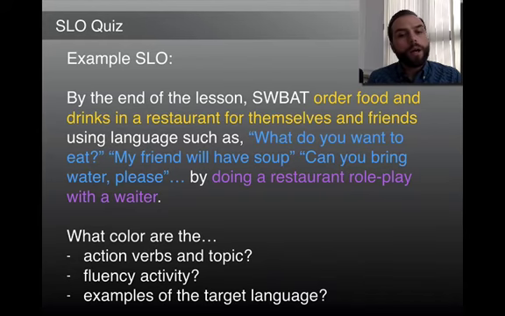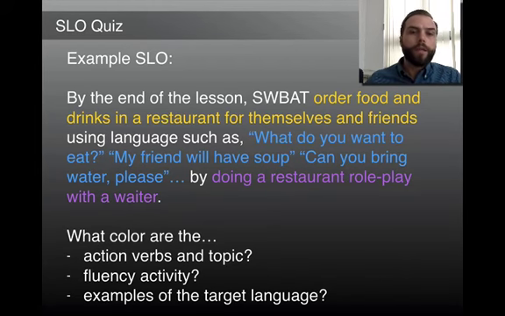Okay, so what color are the action verbs and the topic? What color is the fluency activity? And the examples of the target language, what color are they? Okay, so the action verbs and the topic are yellow. The fluency activity is pink. And the examples of the target language are in blue. Okay, so again, you can see the different components of the objective there.